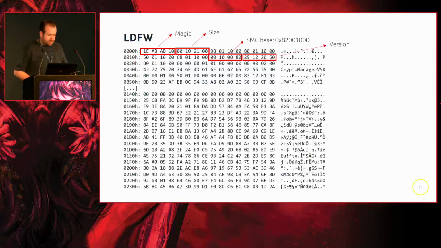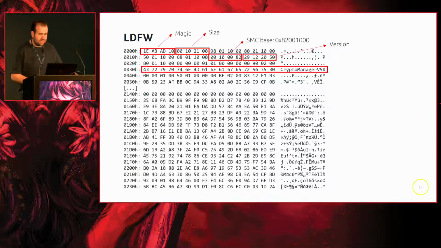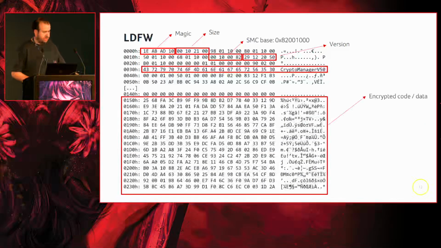The next one is just a version number. It's actually a date. In this case, it was the 29th of December 2020. And then there is a name. So this is the crypto manager, the largest loadable firmware we mentioned earlier. And finally, at the end, there is this huge block of encrypted code and data. Of course, the real one is much larger, and it's basically encrypted. You can't do much with it at the moment.